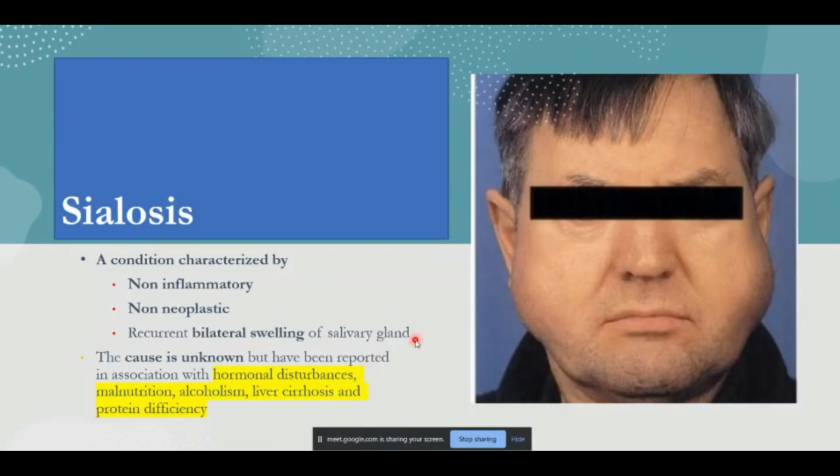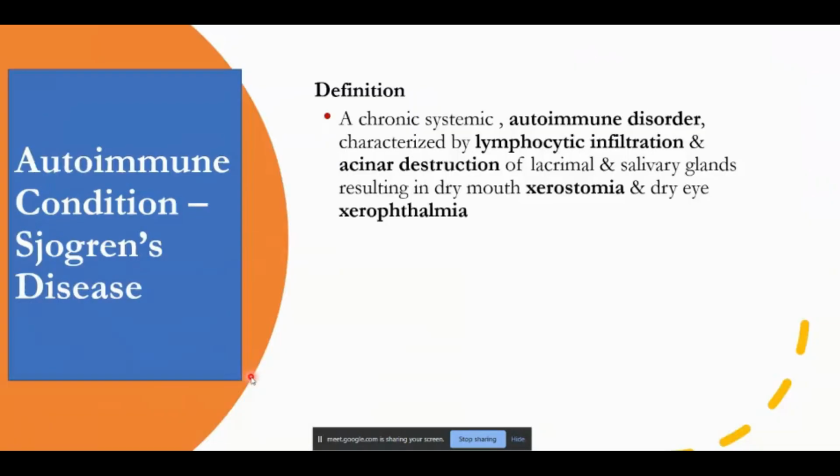But in this case, you don't know what is the cause, and it is usually seen to be associated with any kind of hormonal disturbance, malnutrition, excessive alcohol consumption, liver cirrhosis, and protein deficiency. So there is some kind of association seen with all of this, but there is no particular reason where you can pinpoint and say this is the cause. That's why it's considered non-inflammatory and non-neoplastic. So we'll continue with the other salivary gland diseases.